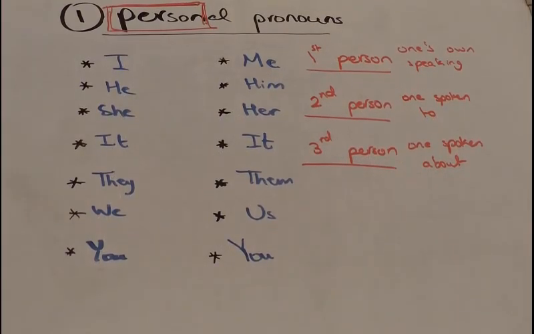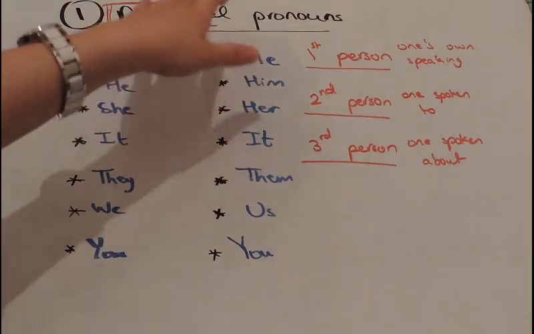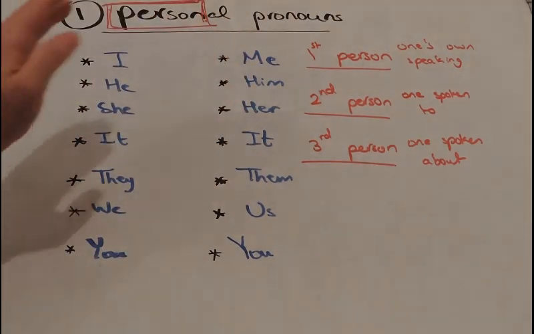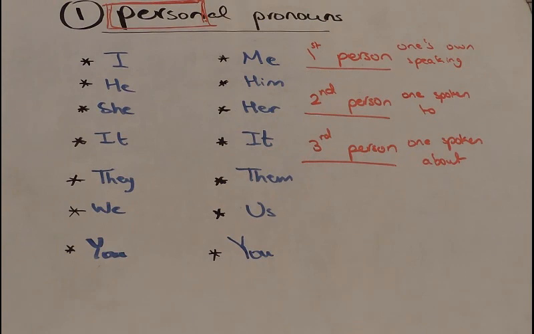So, number one, personal pronouns. Personal pronouns refer to three things. From the word personal, I get person. Person refers to first person, second person, or third person. What is first person? First person pronouns refer to one's own speaking, meaning I speak about myself, or we speak about ourselves. Second person, one spoken to. I speak to you. I'm talking to you.